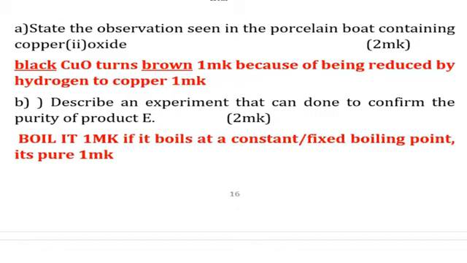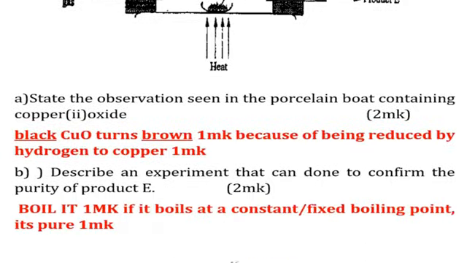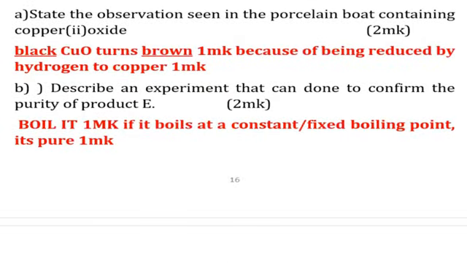Go to the next. Describe any experiment that can be done to confirm the purity of product E. Product E. How can we get the purity of that one? Boil it. It boils at a constant temperature. If it boils at a constant fixed boiling point, it is pure.